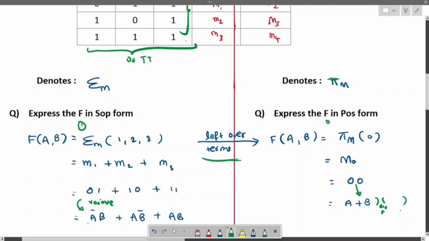Okay, so POS and SOP are quite opposite. Whatever terms are left out here will be present in POS, and whatever terms are left out here will be present in SOP. Okay, now let us move into the question section.